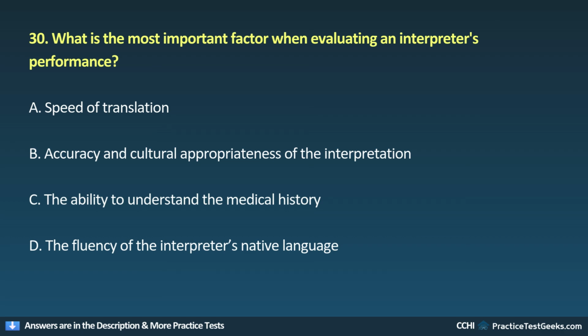30. What is the most important factor when evaluating an interpreter's performance? A. Speed of translation. B. Accuracy and cultural appropriateness of the interpretation. C. The ability to understand the medical history. D. The fluency of the interpreter's native language.